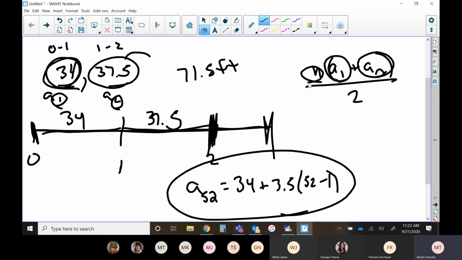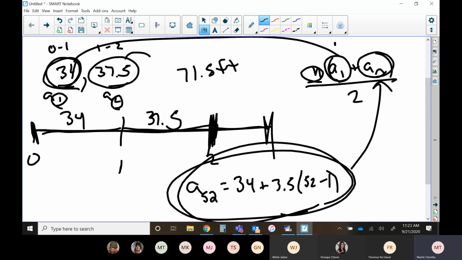Yes, 52 would be your N. So once you found this, that would go into here. Your 34 is your A1 and 52 would be your N. Boom. Now you got all your information, you can figure it out.